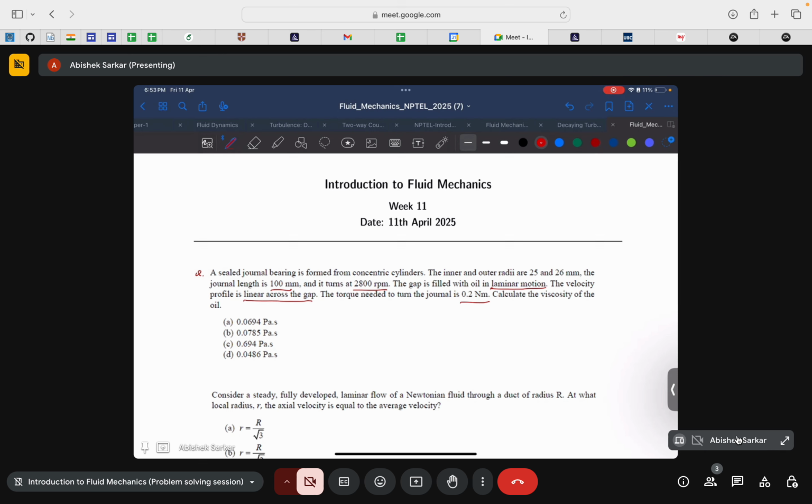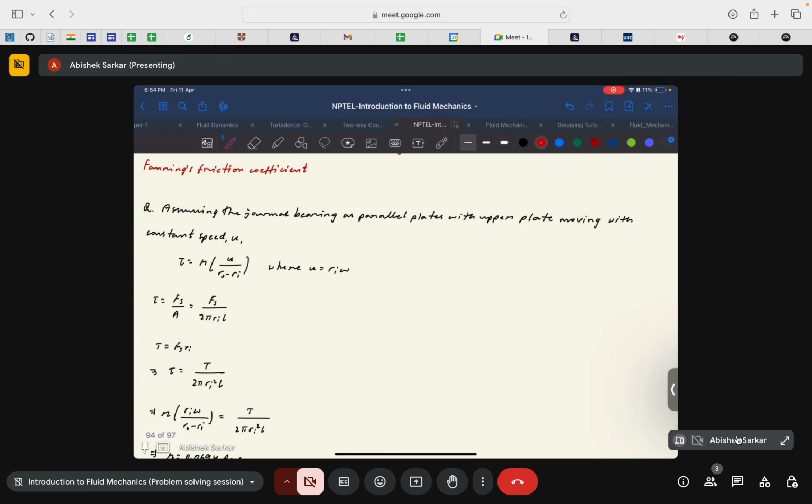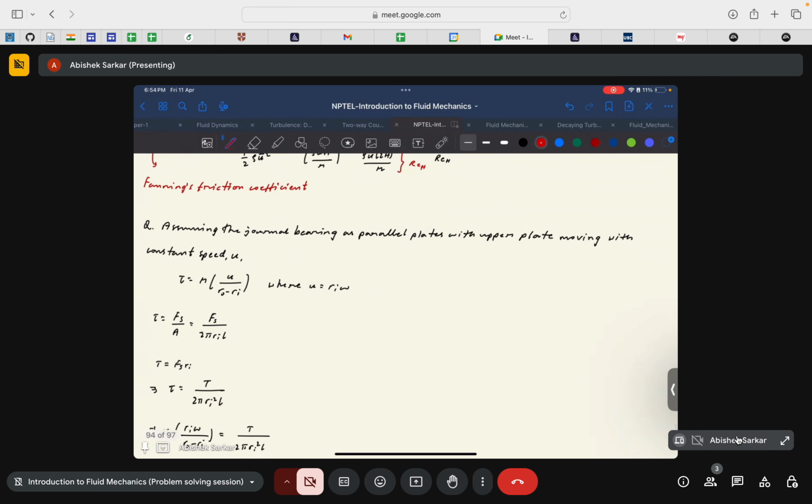It seems that nobody has answered, so let us try to solve it. What happens is that in the case of a journal bearing, let me just draw the diagram.